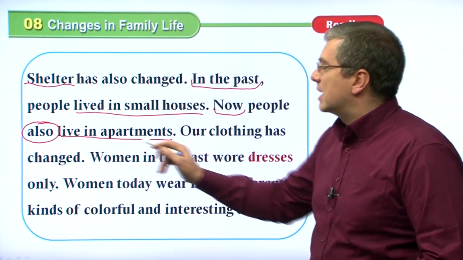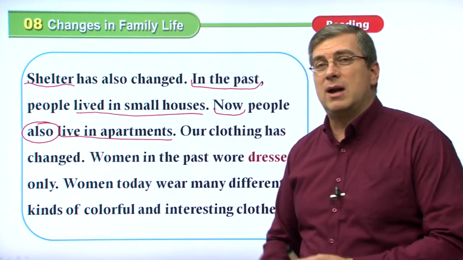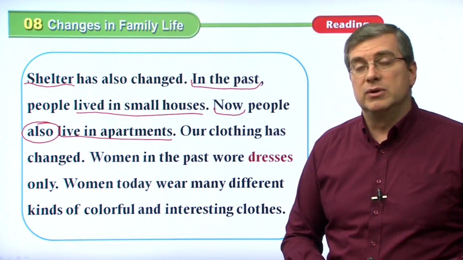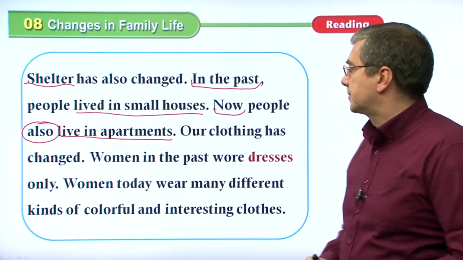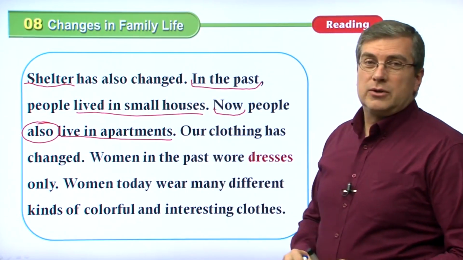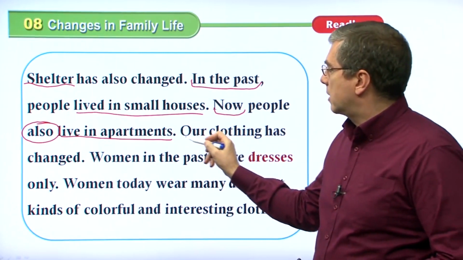Okay, so that's interesting. The use of also indicates that people still live in small houses. And that's true, of course. People do still live in small houses, but they also live in apartments. That's the second thing, shelter. The third thing we were talking about is clothing. And sure enough, here we talk about clothing.